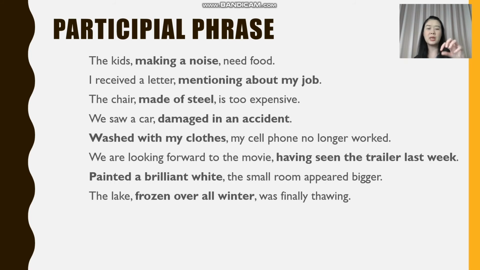So "damaged in accident," that is a participial phrase to modify a car. "Washed with my clothes, my cell phone no longer worked." So "washed with my clothes," that is to modify my cell phone. "We are looking forward to the movie." "Having seen the trailer last week" modifies the movie.